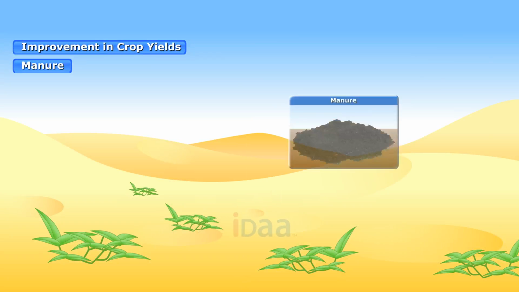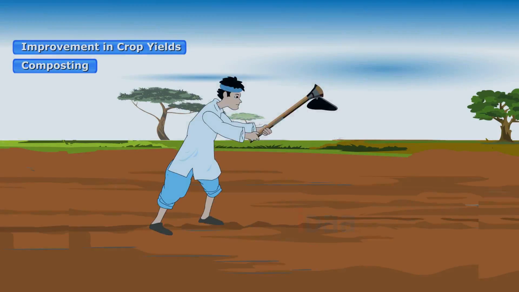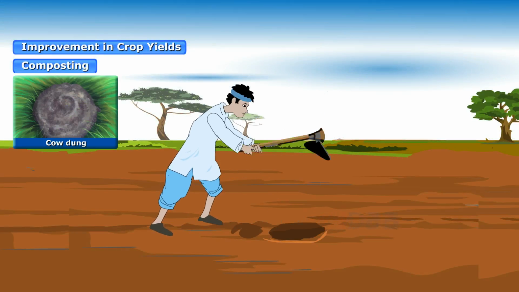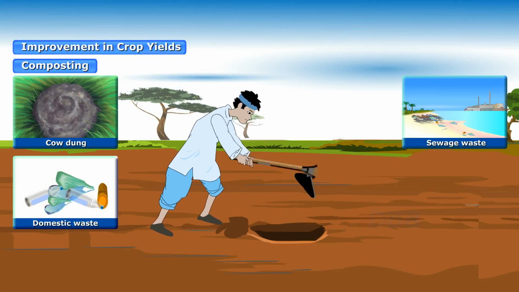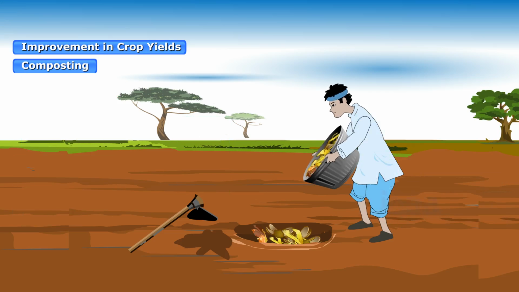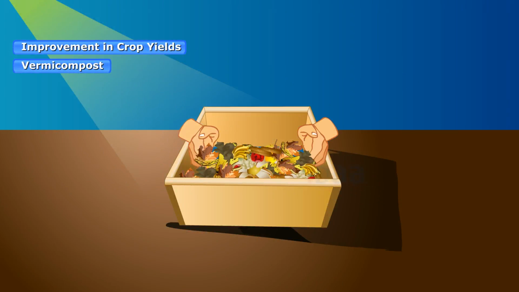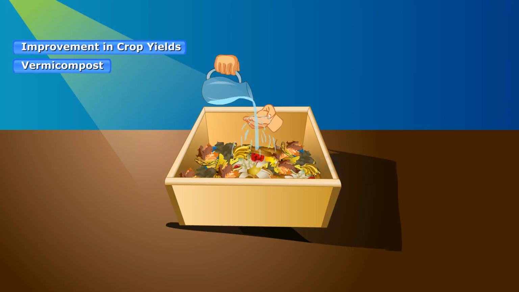Manure. Manure increases the water holding capacity in sandy soils. Composting. It is a process in which cow dung, domestic waste, sewage waste, vegetable waste, and eradicated weeds are decomposed in pits. Vermicompost. It is a process of composting using worms like white worms, red wigglers, and earthworms.